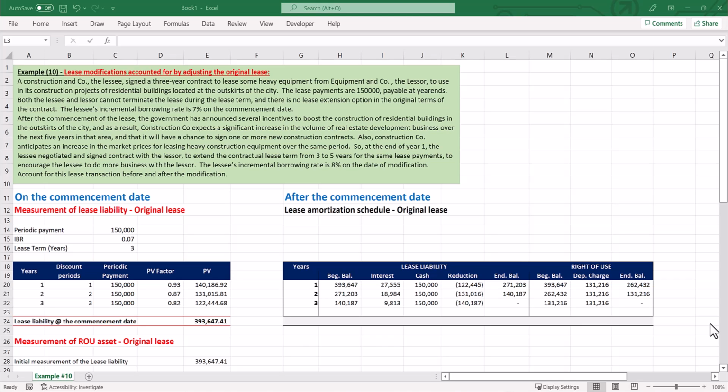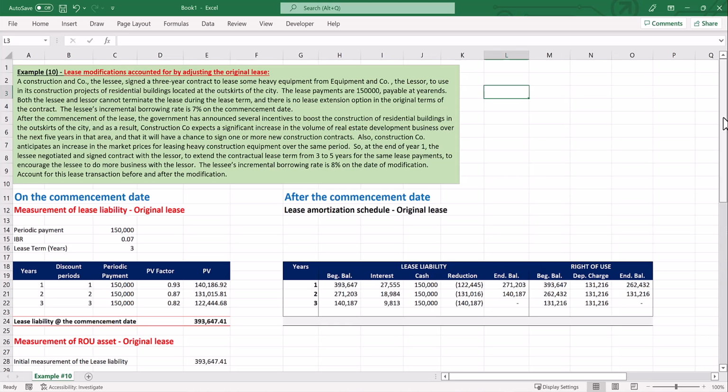So, at the end of year one, the lessee negotiated and signed a contract with the lessor to extend the contractual lease term from 3 to 5 years for the same lease payments, to encourage the lessee to do more business with the lessor. The lessee's incremental borrowing rate is 8% on the date of modification. Account for this lease transaction before and after the modification.